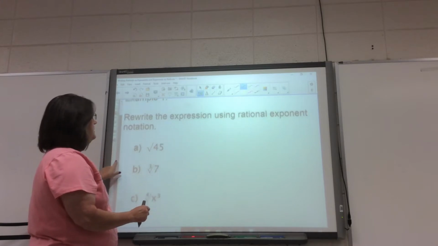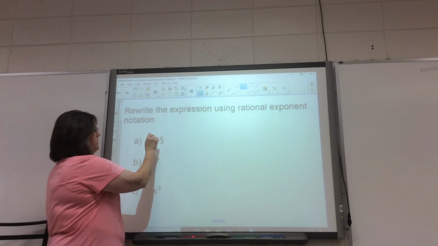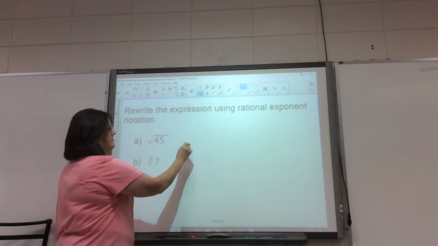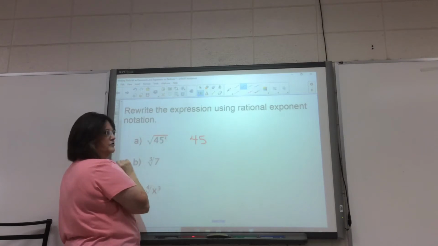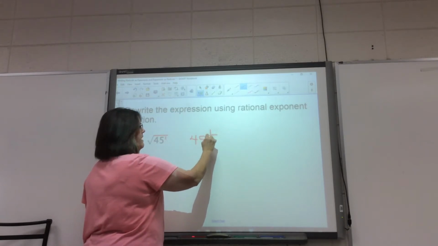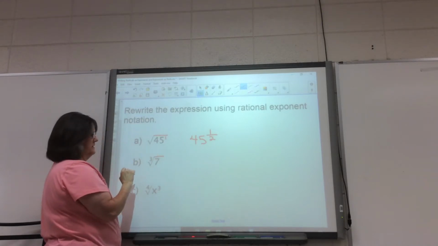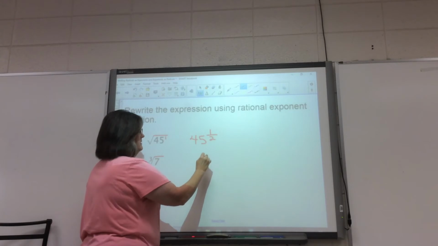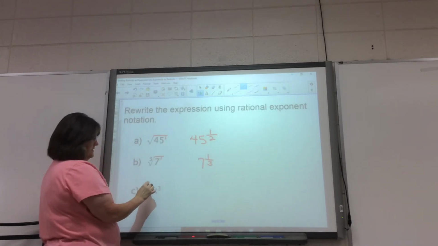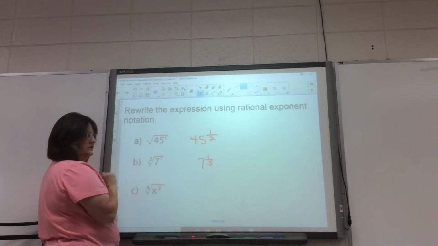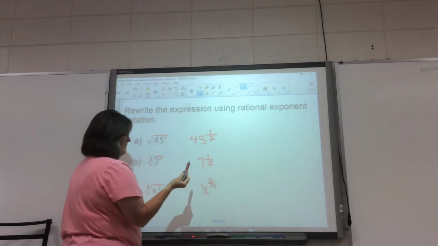So if I were to rewrite these using exponential notation, this is the square root of 45. That would be 45, and when there is no exponent, remember there's an understood 1, so it's to the 1/2 power. The cube root of 7 is 7 to the 1/3 power, understood 1. This is the 4th root of x to the 3rd power, so it's x to the 3/4 power.